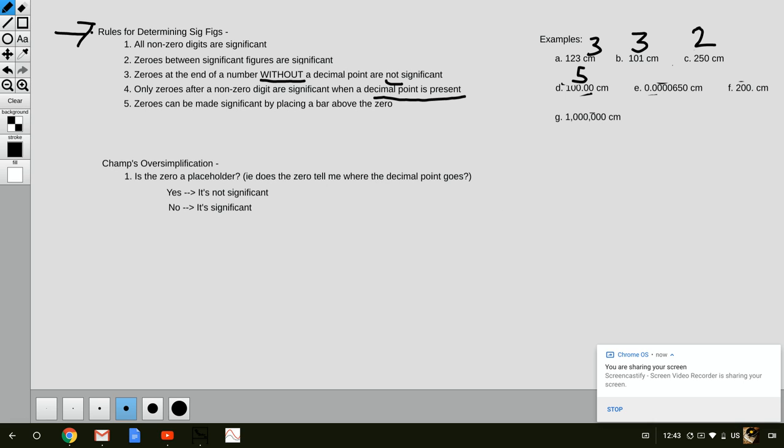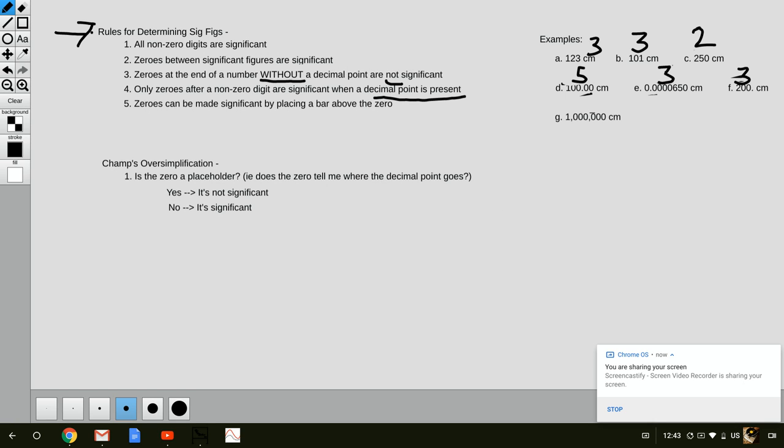In letter E, we've got 2 sets of zeros here. Now, the zeros to the left of the 6, again, are placeholders. They are telling us the decimal place has to go here. They are not part of the measurement. The 0 to the right of those numbers, however, has nothing to do with that decimal point, so it is significant. So the zeros to the left are placeholders. The 0 to the right is not, so this has 3 sig figs.